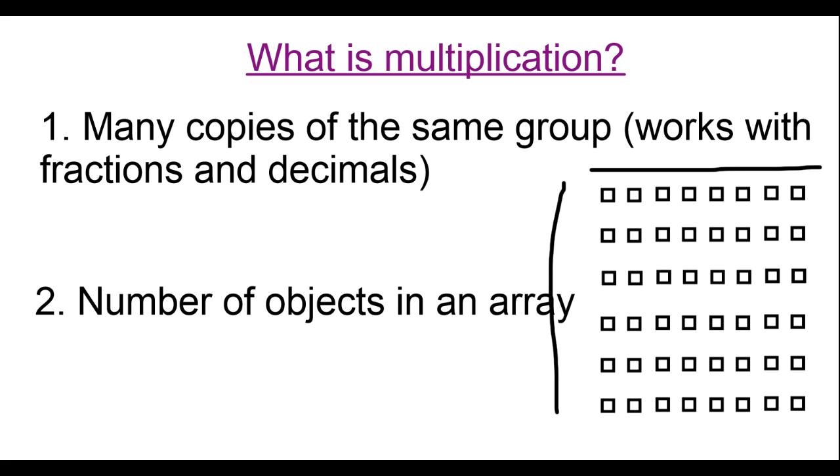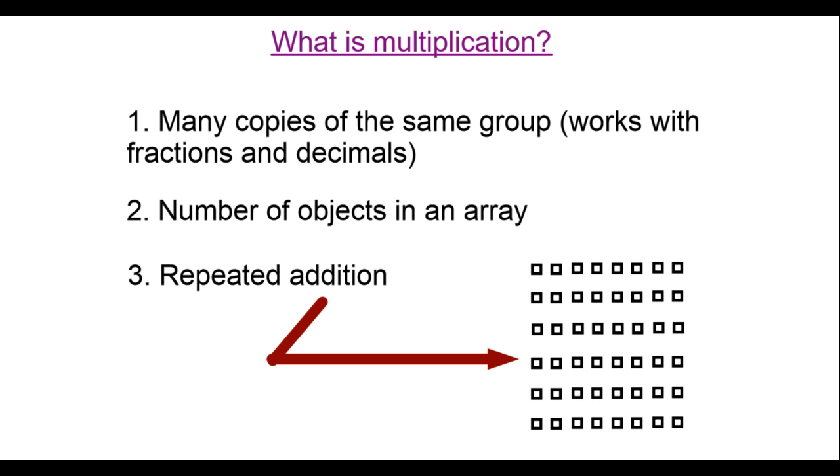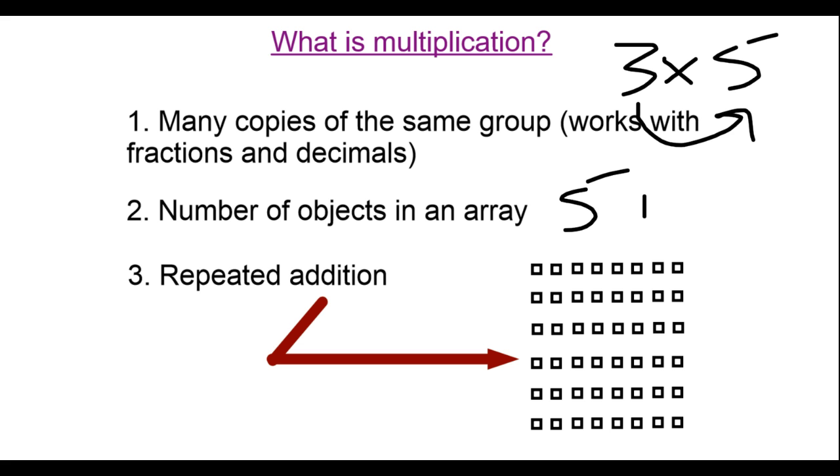But in order to talk about multiplication when it comes to negative numbers, we have to look at it the third way, which is actually how multiplication is defined in math, which is repeated addition. So when it comes to repeated addition, that's saying something like 3 times 5 would be 3 copies of the number 5 added together. So 5 plus 5 plus 5.